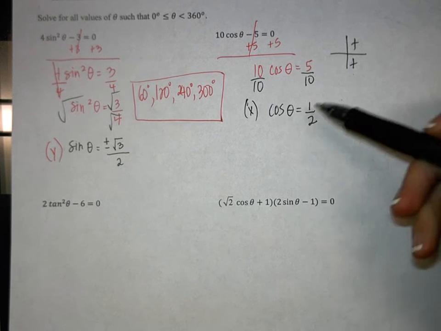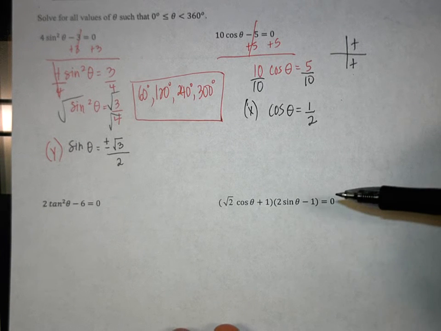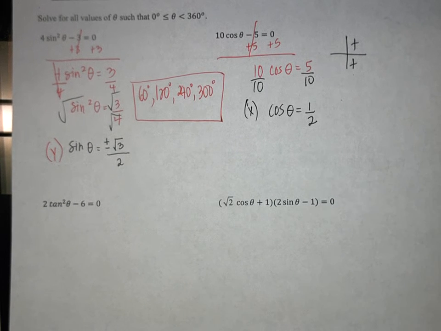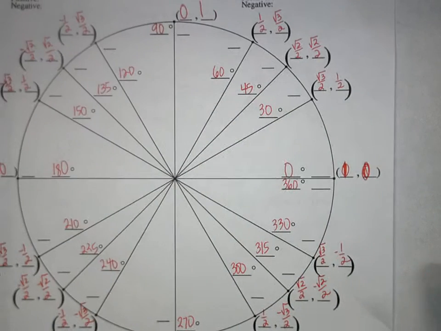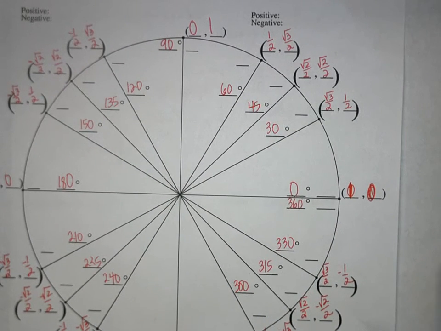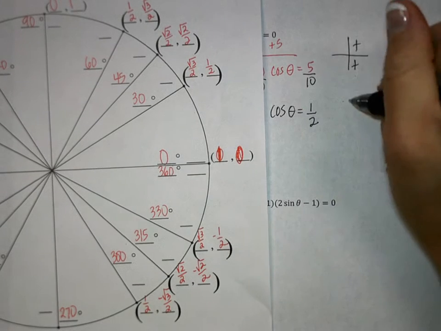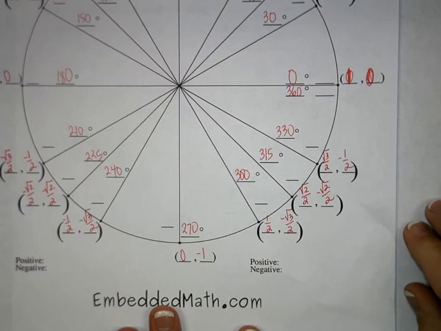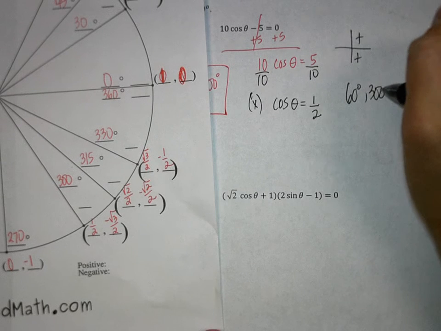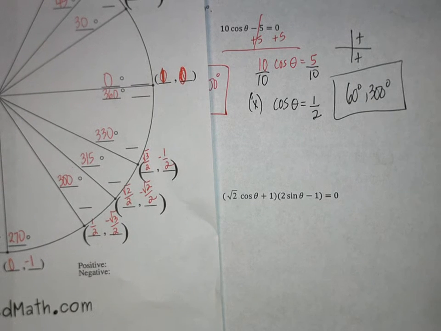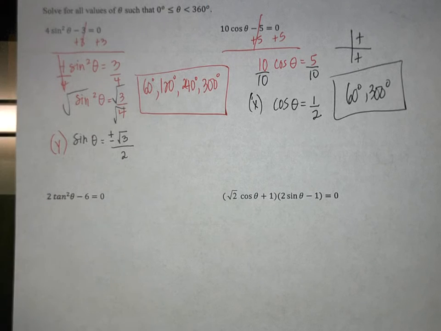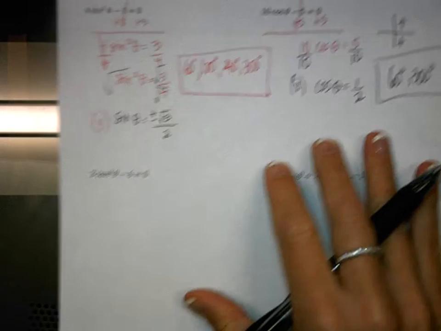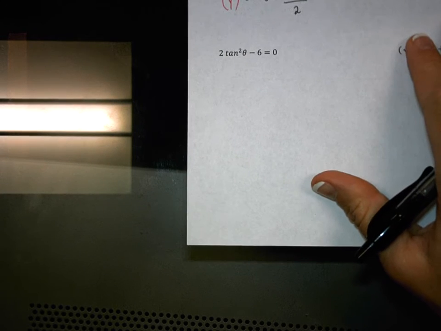So that means we're finding where is X 1/2 in only quadrants 1 and 4, because that is where it is positive. Okay, so where is X a positive 1/2? 60 degrees. Good. 60 degrees and 300 degrees. So those are my answers. Okay? Questions? So everybody understands where we're getting these numbers? Okay.